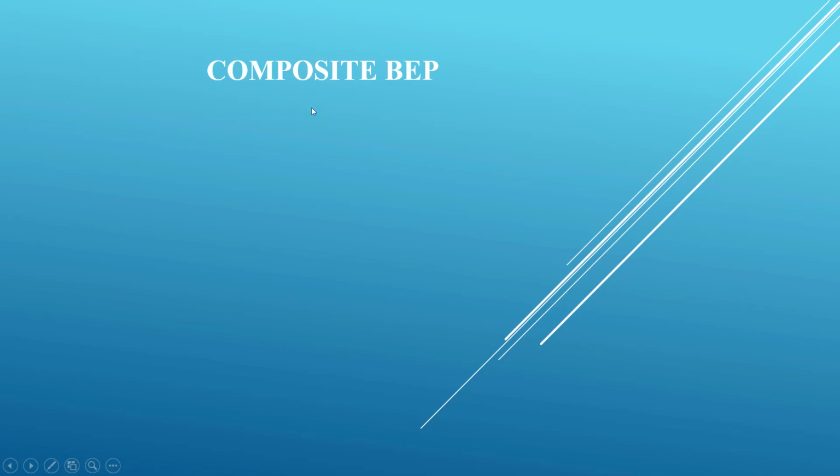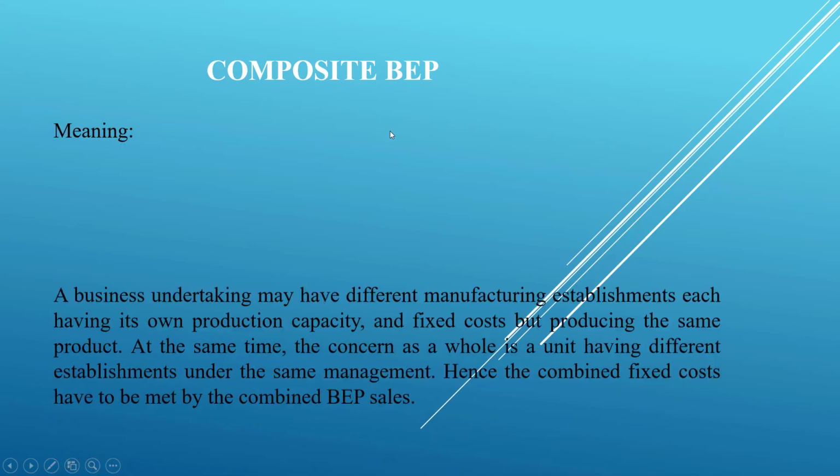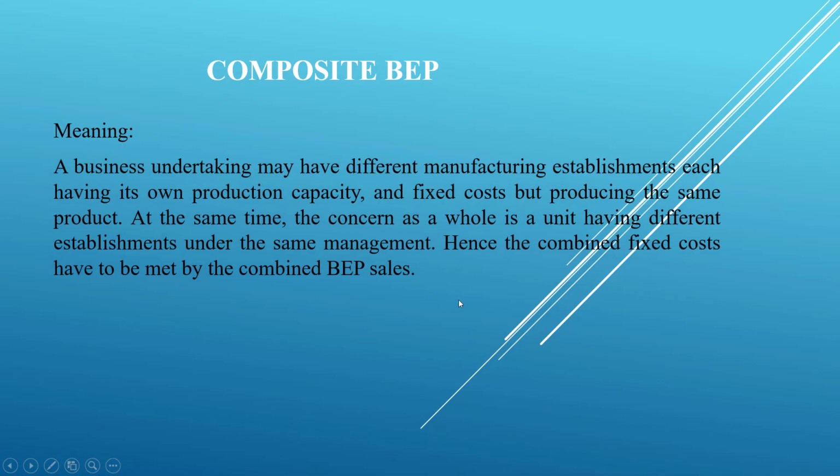Okay, so next we'll move on to composite BEP. Now, what is composite BEP? Composite BEP means when we find out the BEP, that is break-even point, of many departments or many divisions at the same time, together. The word composite means together: you find out the BEP of different departments. Now let's see the meaning of composite BEP first.